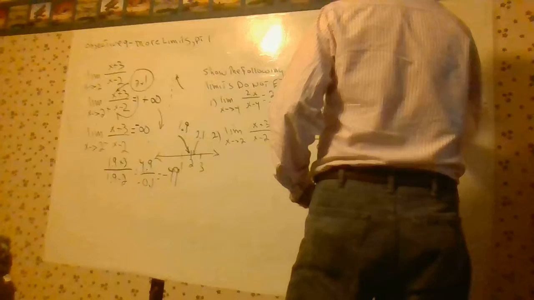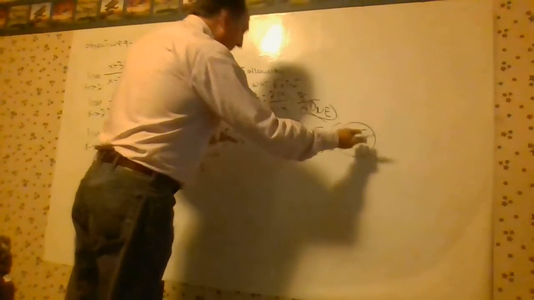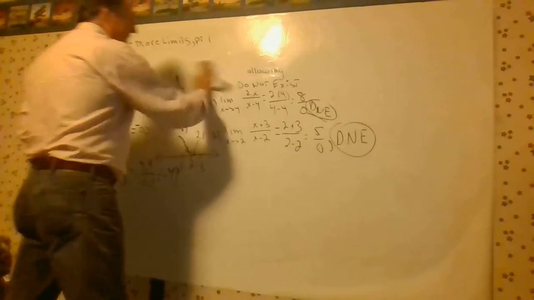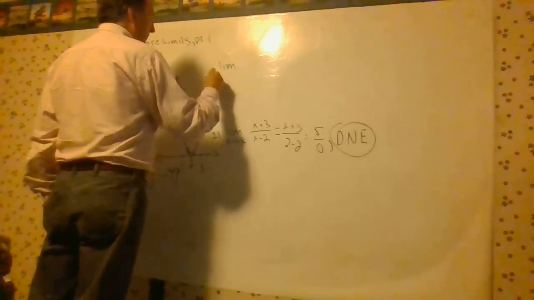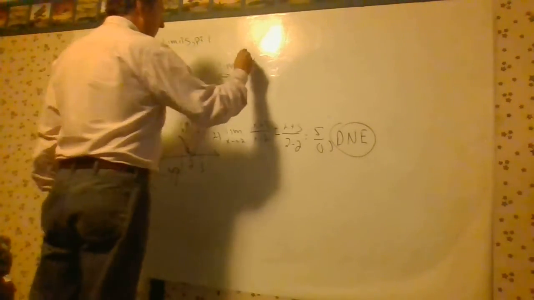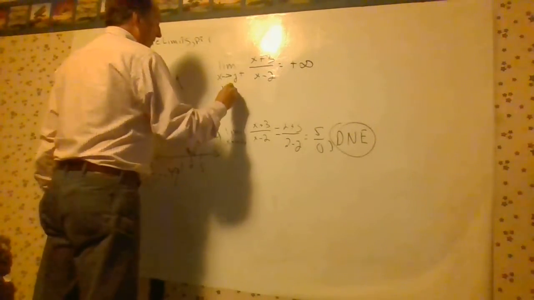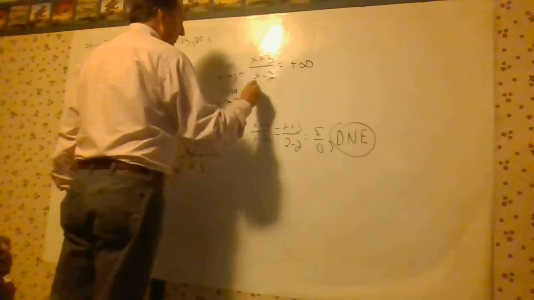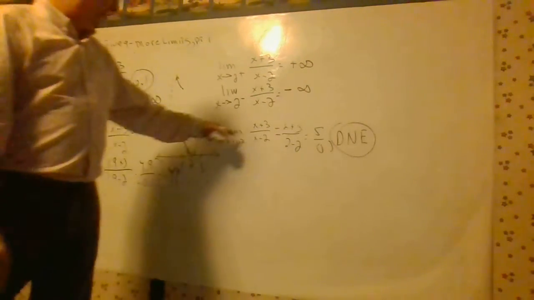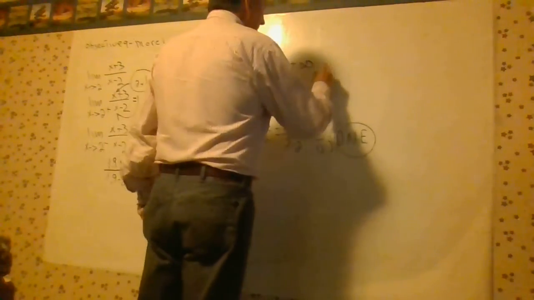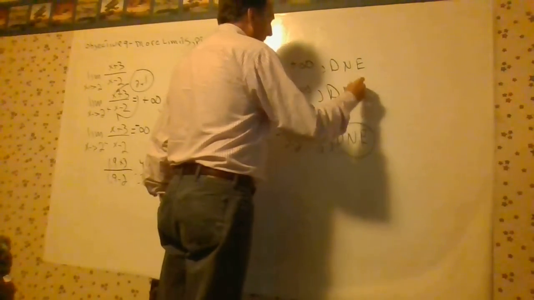So just to clarify things, we have this limit as x approaches 2 does not exist. We also have the limit as x approaches 2 from the left of (x plus 3) over (x minus 2) is minus infinity. And here we say this limit just does not exist. Infinity is a form of does not exist. Negative infinity is a form of does not exist.